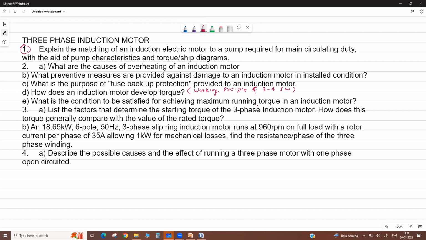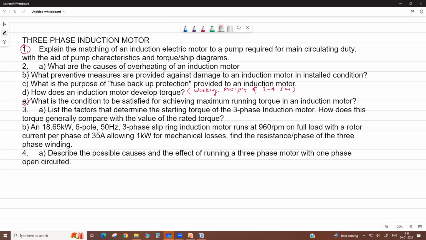This is how the torque is developed, we can write. Now, what are the conditions to be satisfied for maximum running torque? It is not starting torque. Maximum starting torque is different. Maximum running torque: when the motor is running with slip S, then what is the condition for maximum torque? Your rotor circuit resistance equals slip times rotor reactance. Correct. This is the condition for maximum rotor torque.